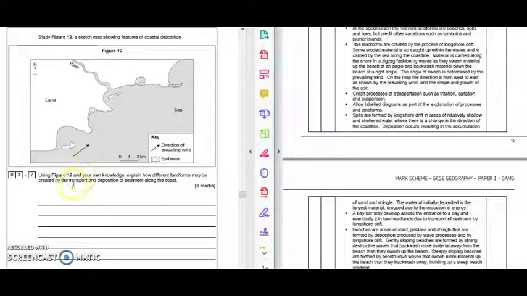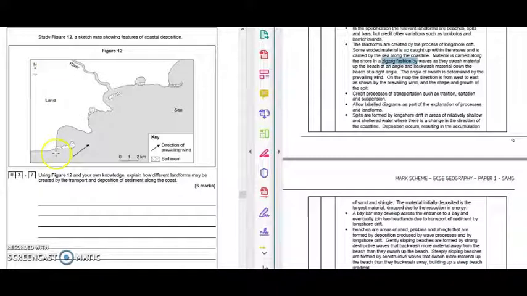But what I'd say first is we know that material is transported at the coast through the process of longshore drift, which is this phrase just at the top here. So we need to then explain how this works. So it'll be words like the material moves in a zigzag fashion.